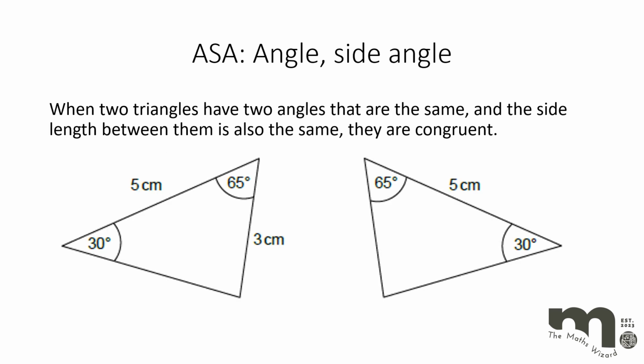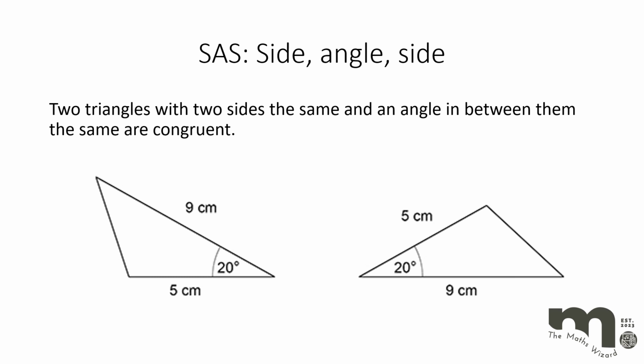Next rule then is angle, side, angle. So if we've got two angles that are the same size, then we definitely know these are going to be congruent to each other. And if we've got a length that's the same as well, so you can see on this one we've got 30 degrees, 65 degrees, and then we've got the 5 centimeter length there. So we definitely know that these two triangles are congruent to each other.